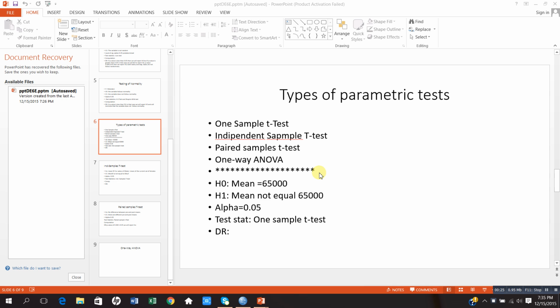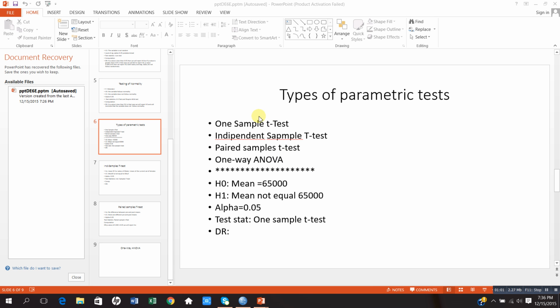Before we can do any kind of test, we will test two assumptions, that is the assumption of randomness and the assumption of normality. If these two assumptions are satisfied, then we will use a parametric test. If these assumptions are not fulfilled, then in that case we will use non-parametric test. Suppose that for certain quantitative variables the two assumptions are satisfied and we are going to conduct parametric test, then what are the types of parametric tests that we will do.